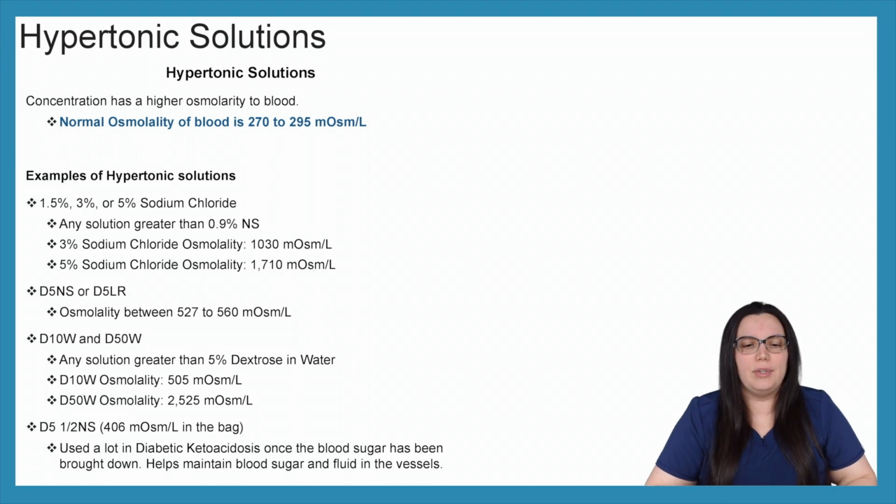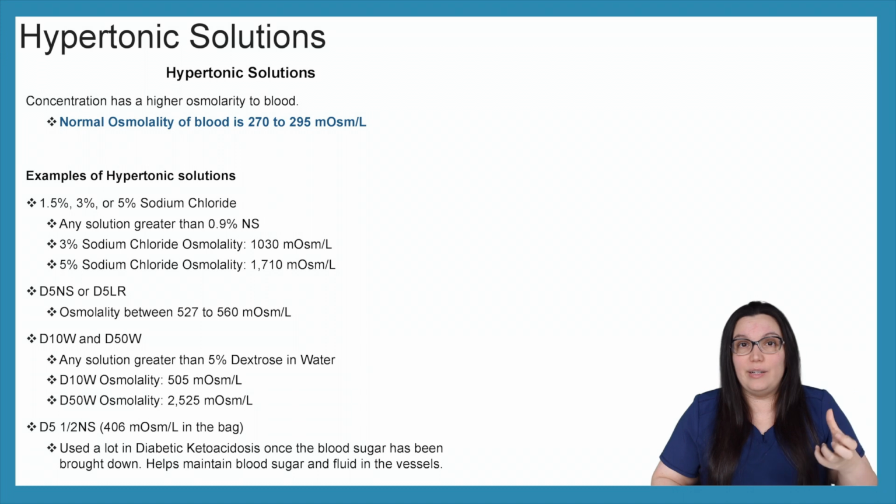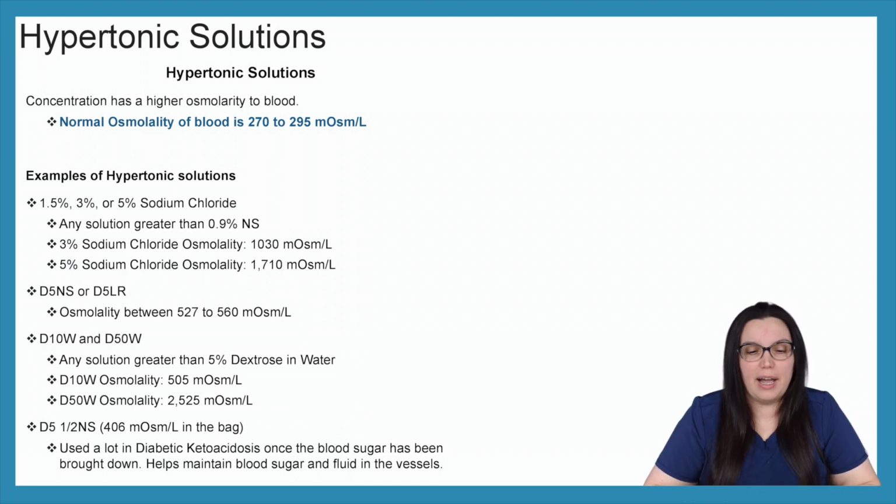Our D10W and D50W, and again, it's any solution that is greater than our 5% dextrose in water that we talked about before. Remember, our D5W is isotonic in the bag and it's hypotonic once it reaches inside the body. Our D10W osmolality is 505 and our D50W osmolality is 2525, so very high. And lastly, our D5.5 normal saline is 406 when it's in the bag.